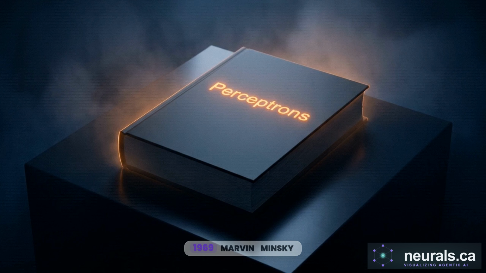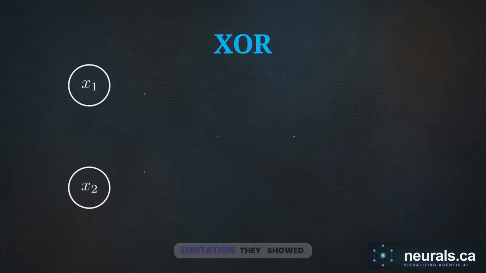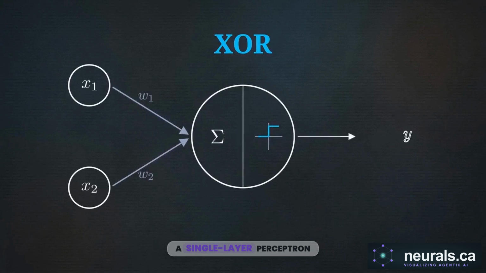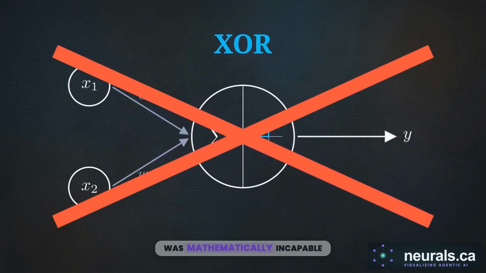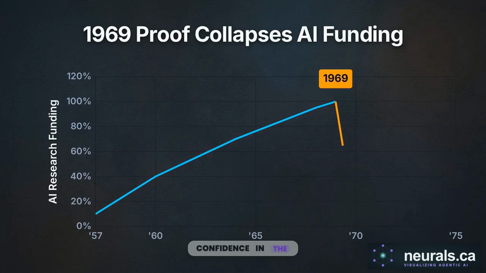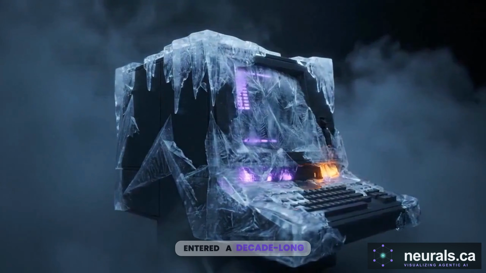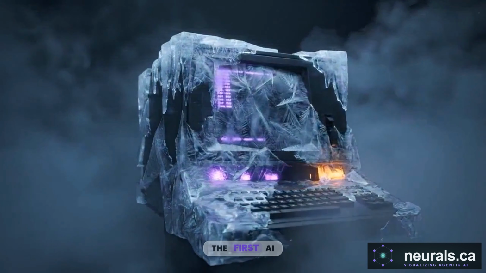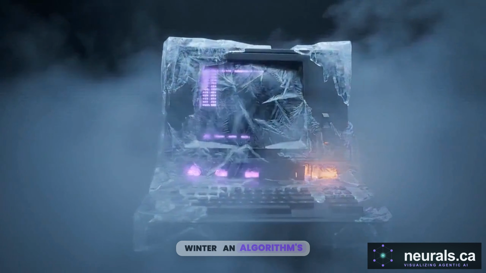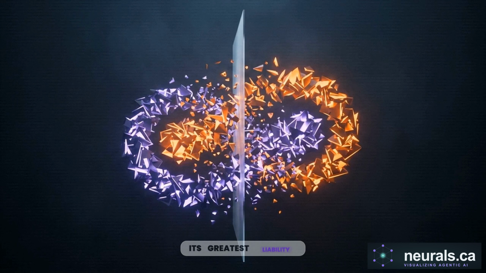In 1969, Marvin Minsky and Seymour Papert published a book called Perceptrons, which rigorously proved this limitation. They showed a single-layer perceptron was mathematically incapable of learning XOR. That proof collapsed confidence in the field. Funding dried up, research stalled, and the industry entered a decade-long freeze known as the first AI winter. An algorithm's mathematical purity becomes its greatest liability the moment the environment it operates in becomes inherently nonlinear.